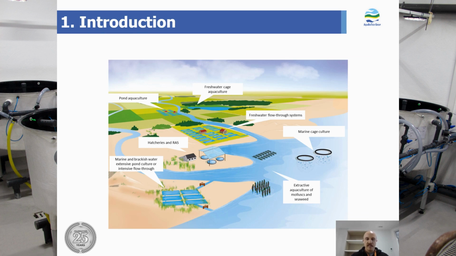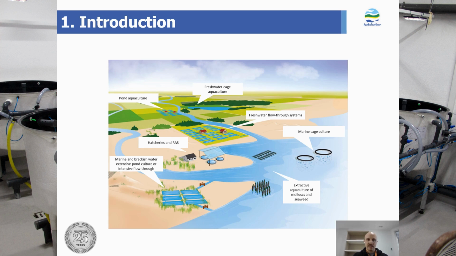So in this slide, you can have an overview of some of the main categories of production systems in aquaculture. I like to separate these types of production systems according to their locations: inland, near a river, or along the coastlines or offshore. Or I like to separate them based on the type of system they are, whether they are closed systems or open systems.